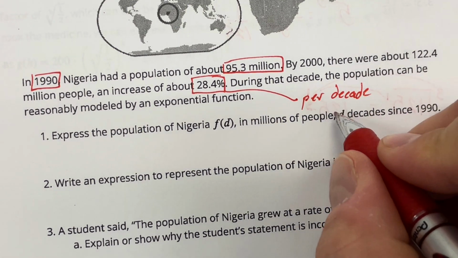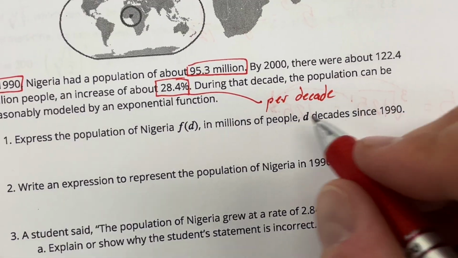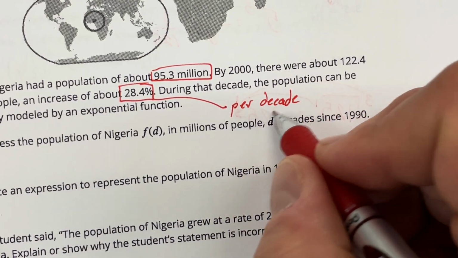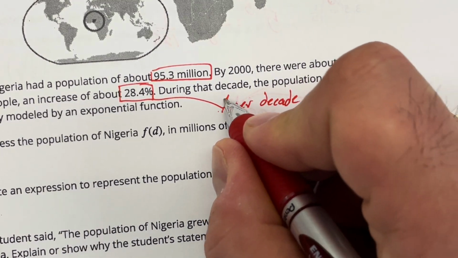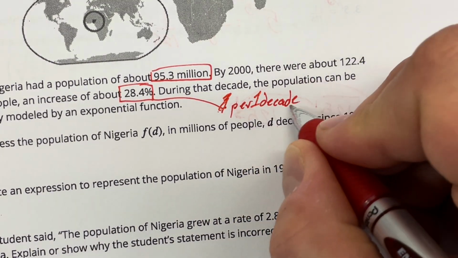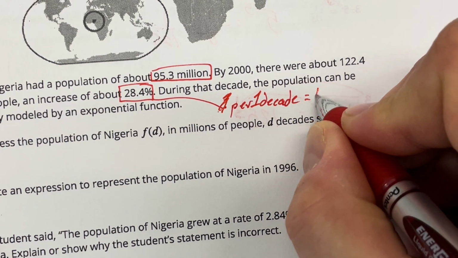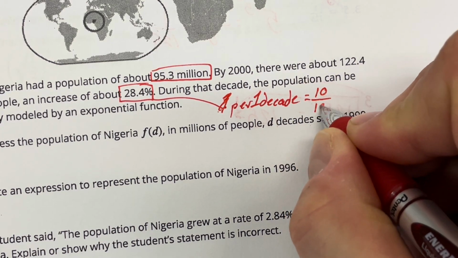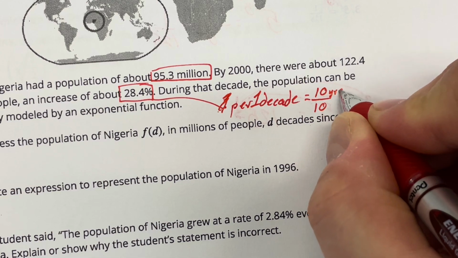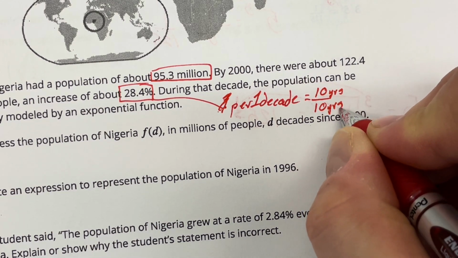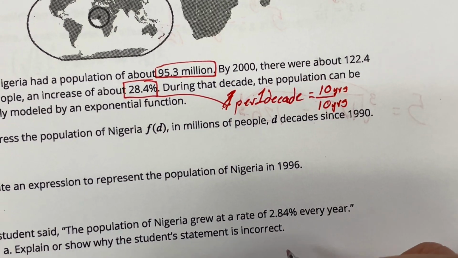Per 10 years. So that means our time that we're measuring here is in a decade. That's one, per 1 decade. So 1 decade is equal to 10 out of 10 years. That's what our one whole is. I want to think in fractions like this.